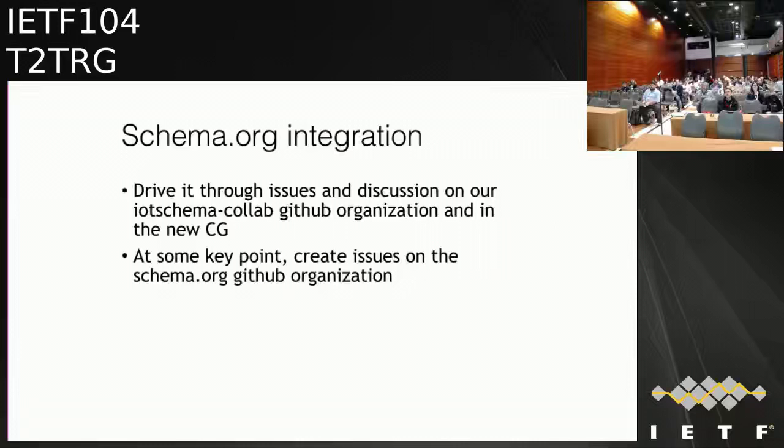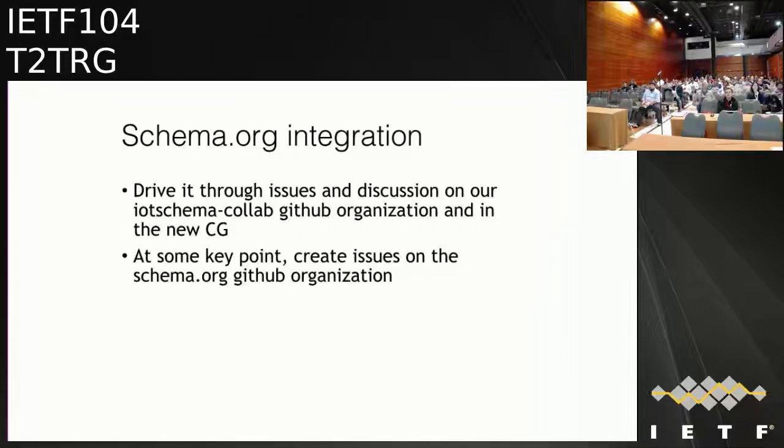So the plan is to create GitHub issues and drive discussion in our collab organization and in the community group. And at some point, when we know exactly what we want to contribute, we will create issues on schema.org and engage them and start the debate and discussion about how to add this to schema.org.